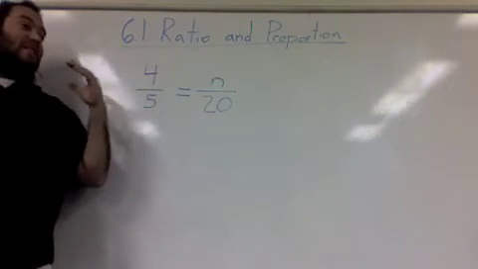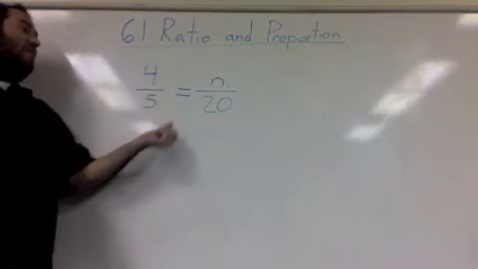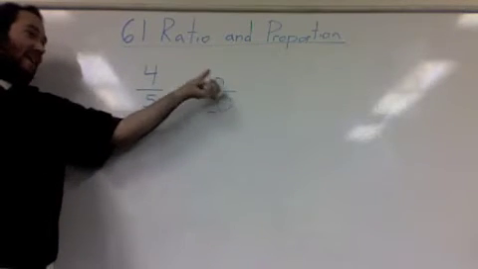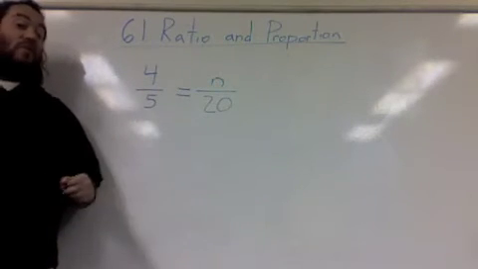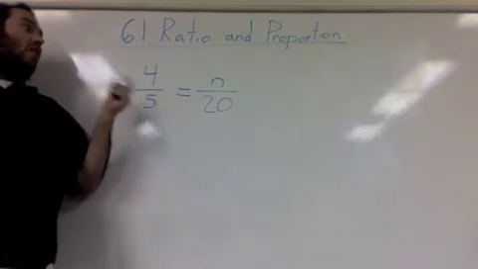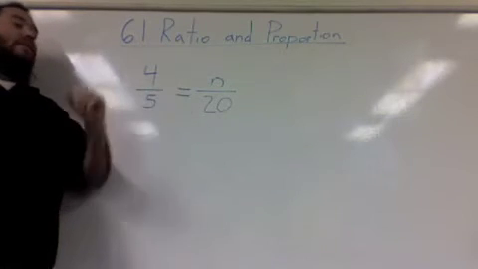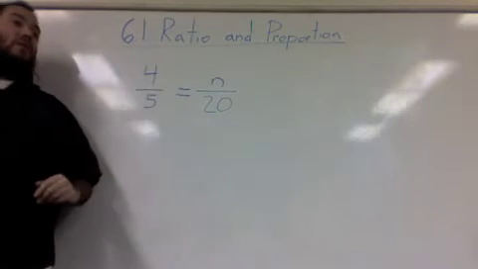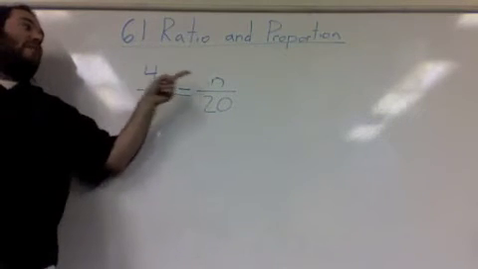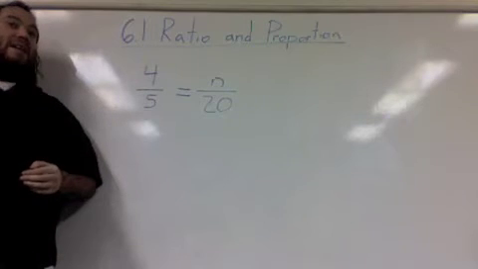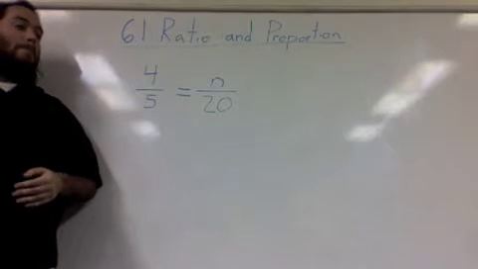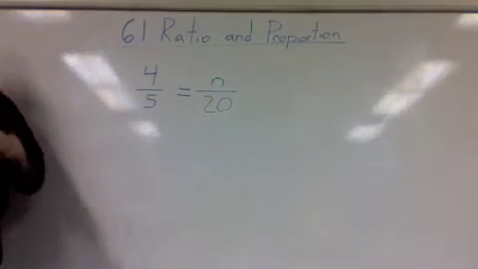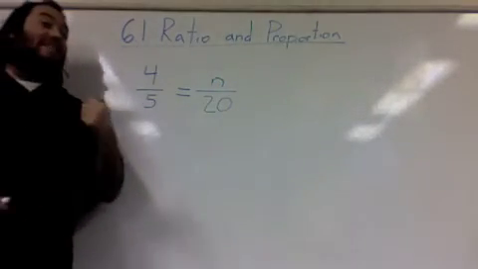What I'm going to do is tell you that these two ratios, 4 to 5 and n to 20, where n is our variable standing in for something we don't know, are a proportion. I'm going to let you know from the beginning that these two are equal. And now I'm going to ask you to figure out what n must be. Again, we're going to use cross-multiplying to solve these problems.